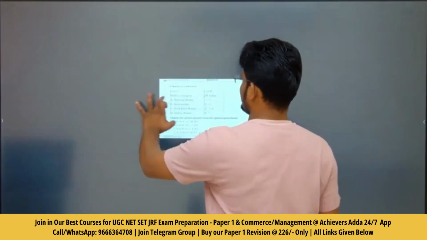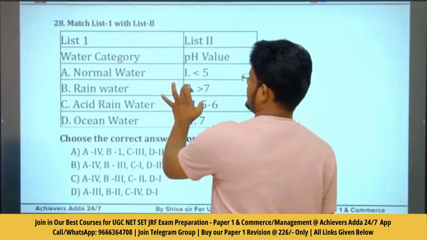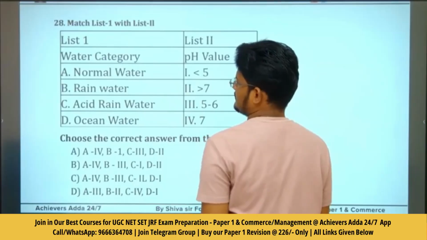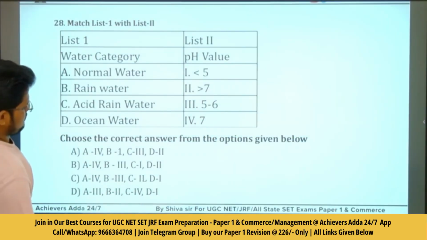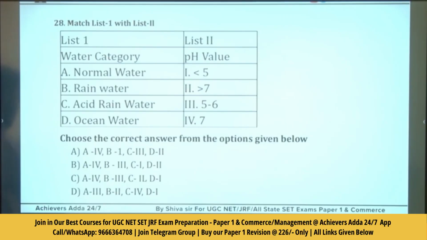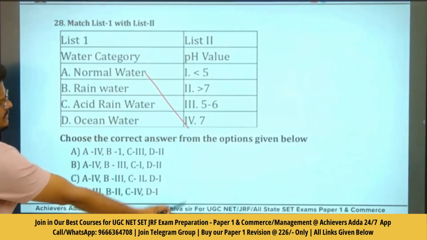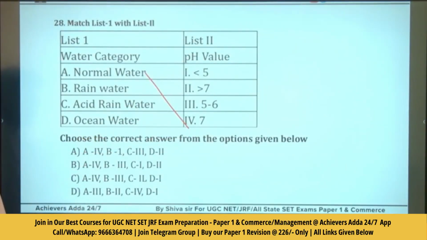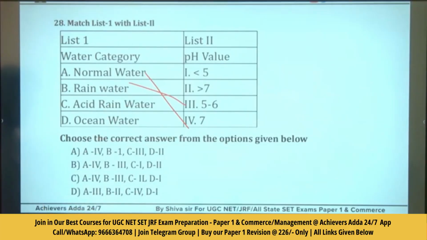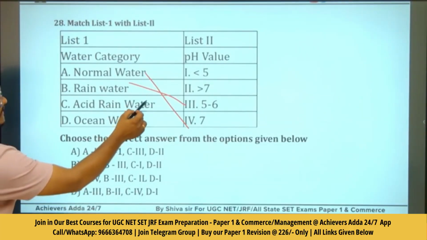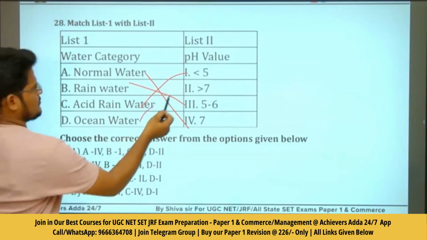Water category and pH value: normal water, rainwater, acid rainwater. Normal water is 7, exactly 7, as I told in the morning. First the layer I showed. And rainwater is the third one, 5 to 6. Acid rainwater is less than 5. Ocean water is more than 7.